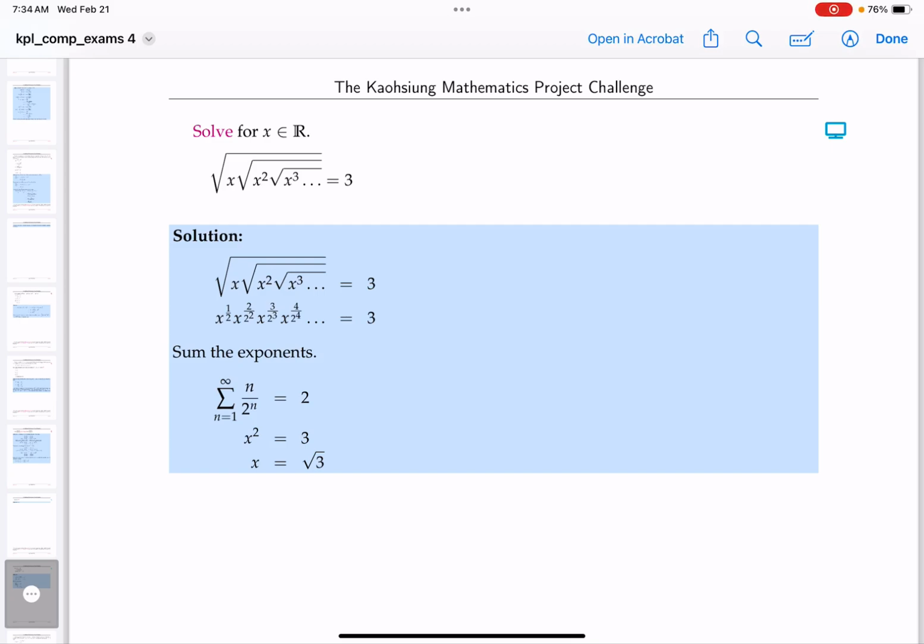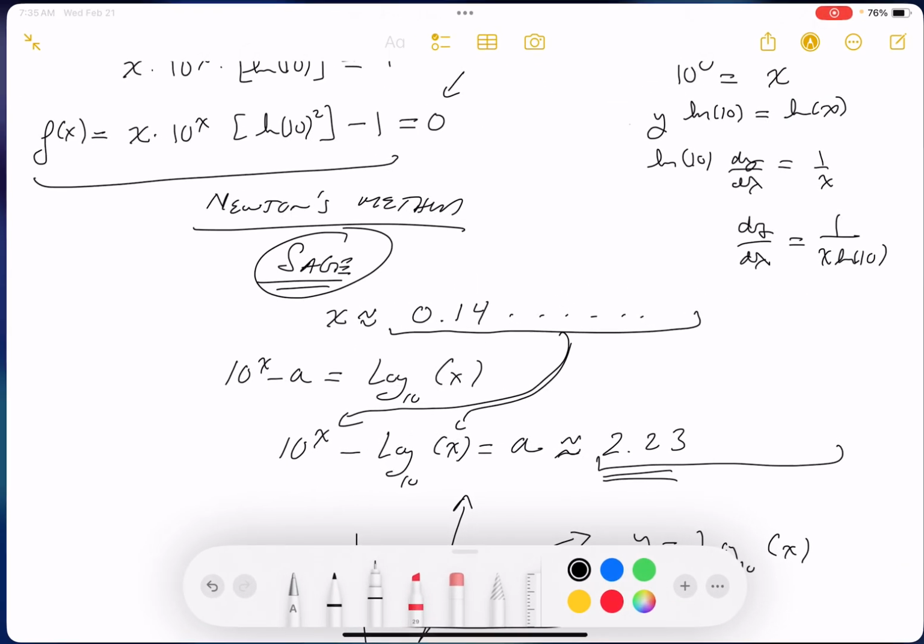Okay, solve for x, where x is a real number, and we're getting a nested root problem. So I'm just going to go to the whiteboard and walk you through it.